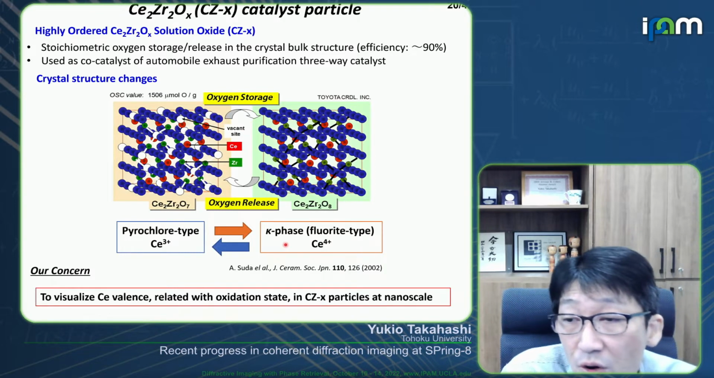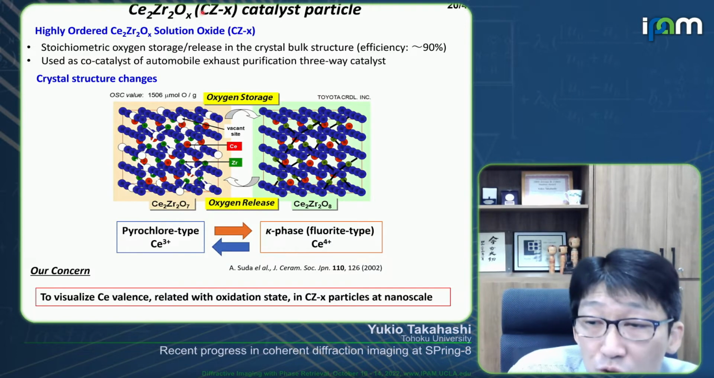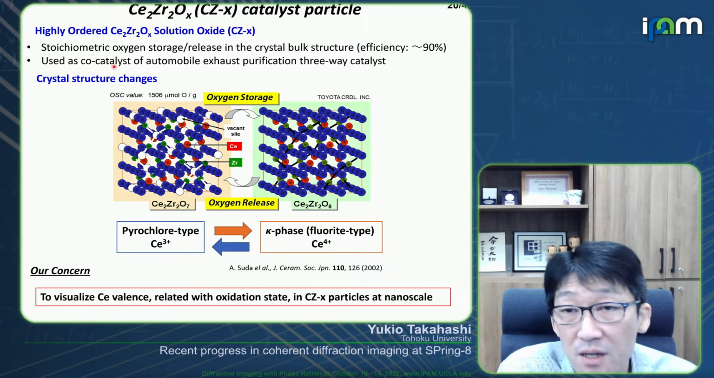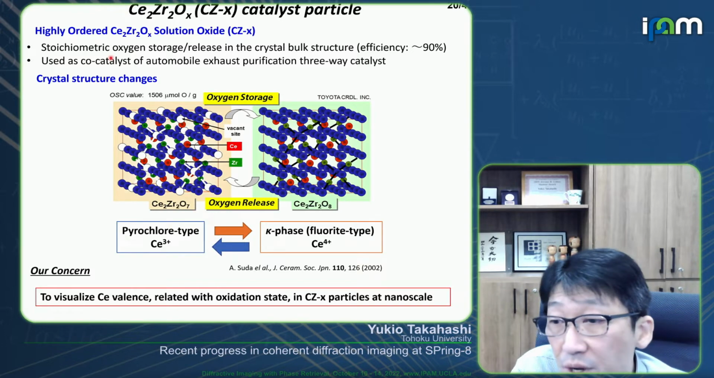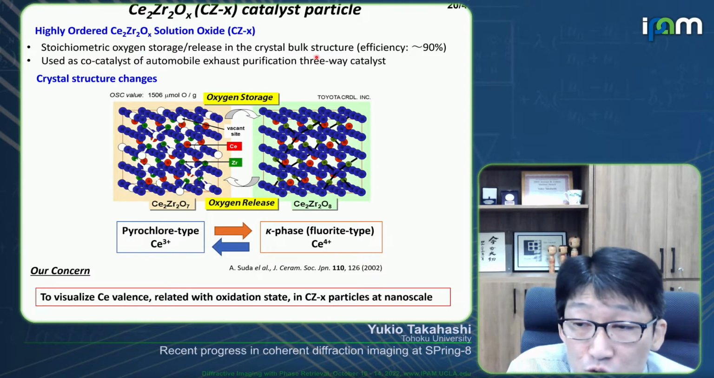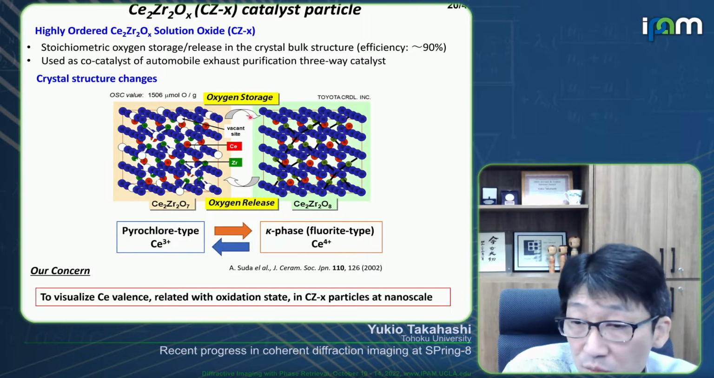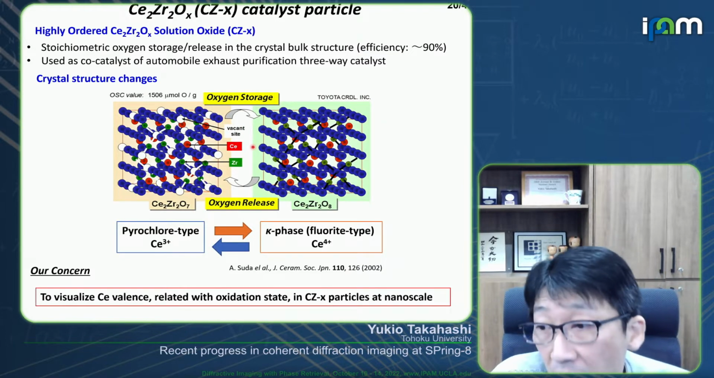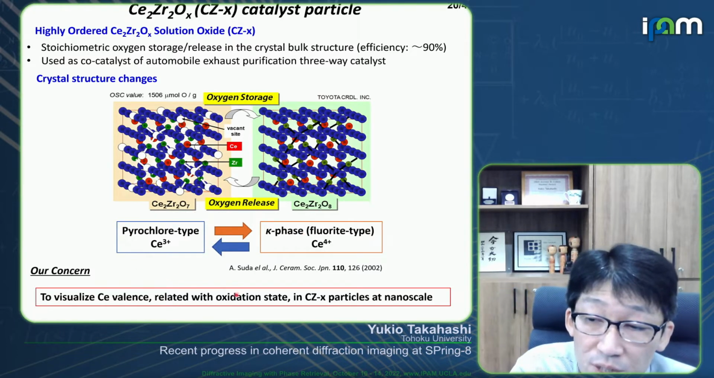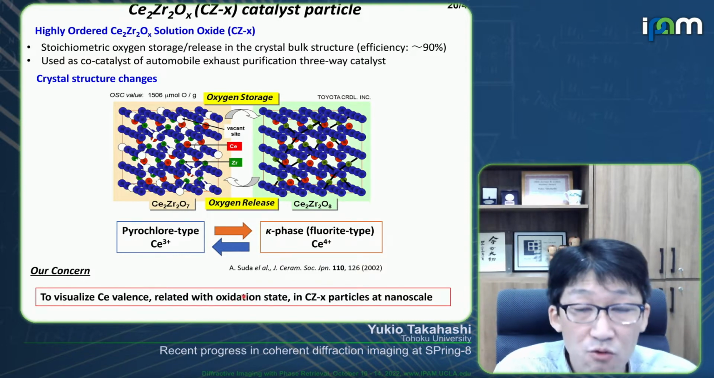The first one is the ceria-zirconia catalyst particles, that is called CZ. This material has a stoichiometric oxygen release in the crystal bulk with a high efficiency of 90%, and it is used as a co-catalyst of the automobile exhaust purification three-way catalyst. During the oxygen release, the framework of the crystal structure is maintained, with oxygen atoms getting in and out from vacant sites, and the cerium valence changes between 3+ and 4+. So our concern is to visualize the cerium valence related with the oxidation state in a CZ particle at nanoscale.